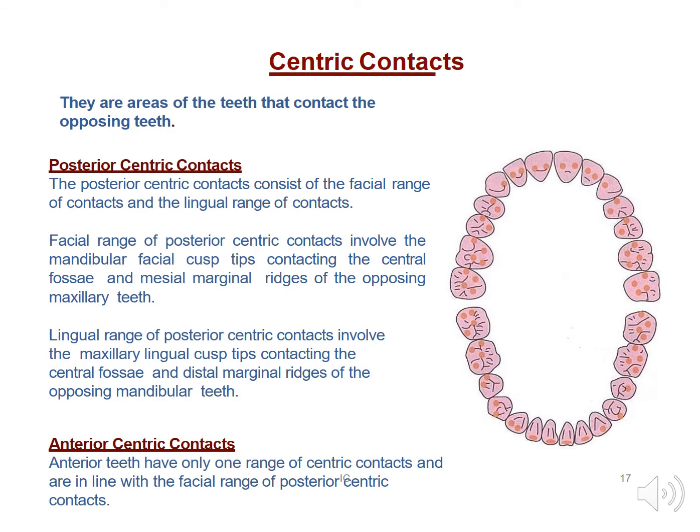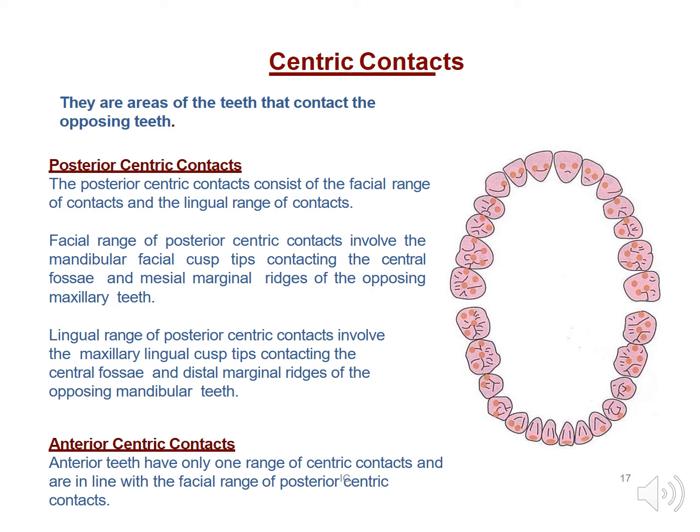Centric contacts are areas of the teeth that contact the opposing teeth. There are three types of centric contacts, which are posterior, anterior, and point contacts. Posterior centric contacts consist of the facial range of contacts and the lingual range of contacts of the posterior teeth. The facial range of posterior centric contacts involves the mandibular facial cusps contacting the central fossae and mesial marginal ridge of the opposing maxillary teeth.